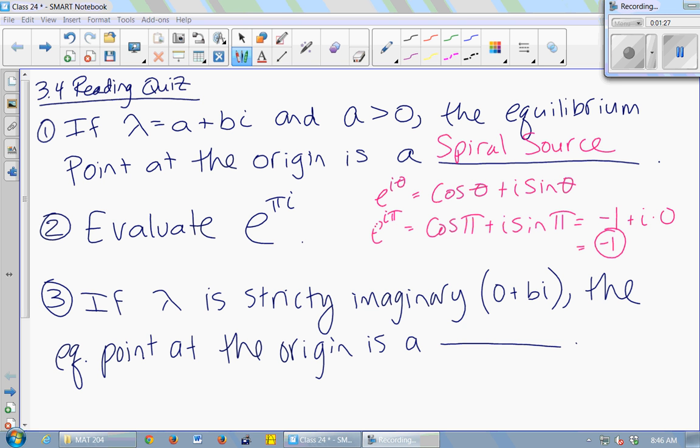And if lambda is strictly imaginary, there's no real part in the complex solution, it's just plain old bi, then the equilibrium point at the origin is called a what? Center. It's the center because all the solution curves in the xy plane are circles.